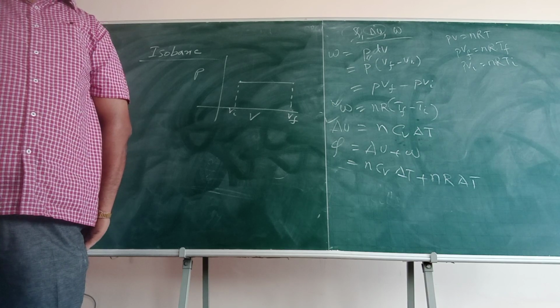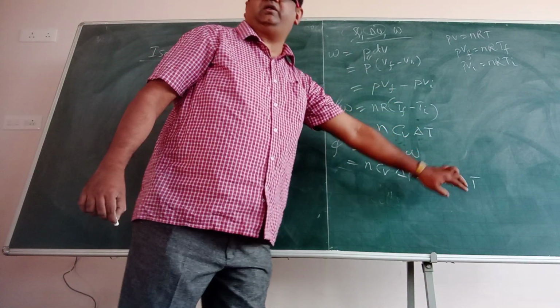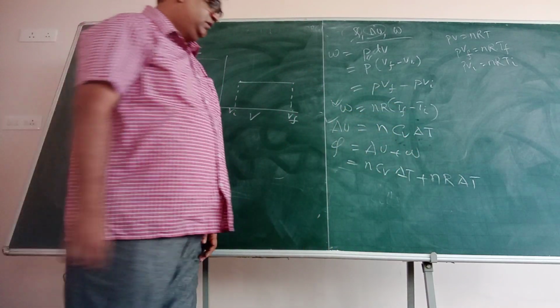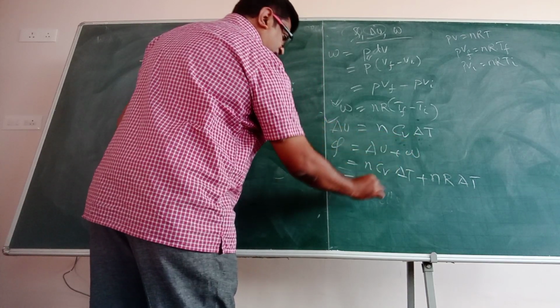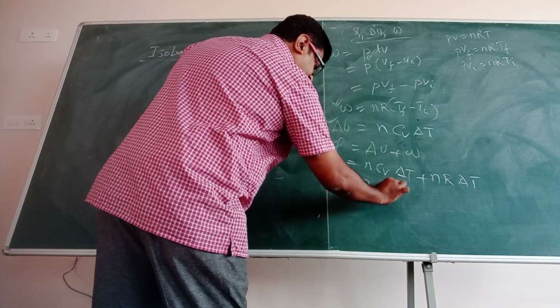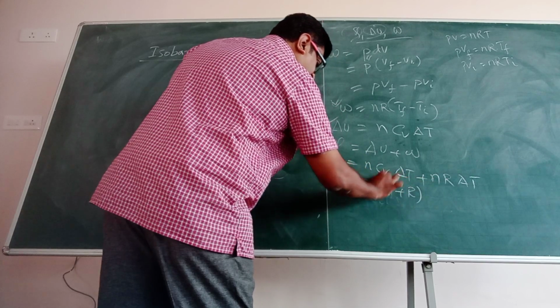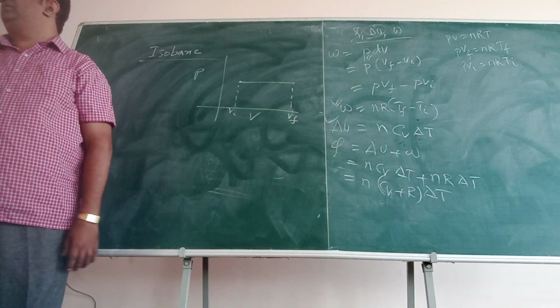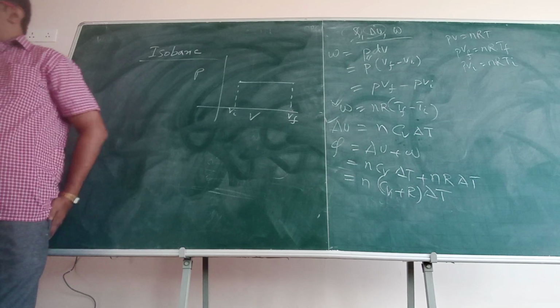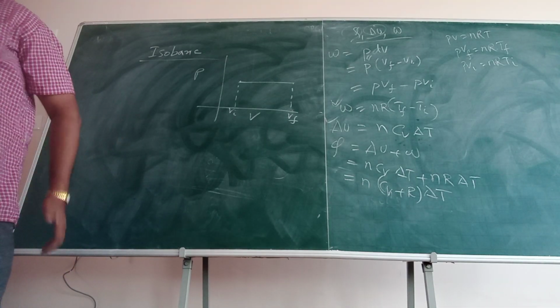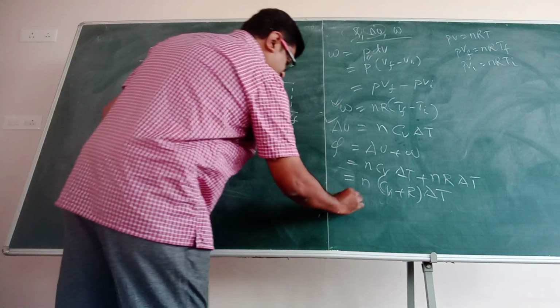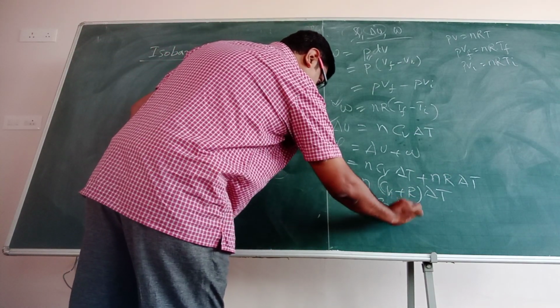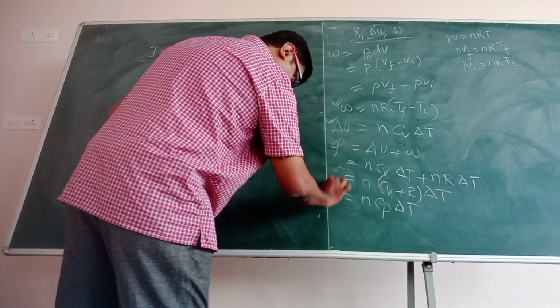Clear now? This I am writing as delta T, the change in temperature. You can see here n and delta T are common. Can I write it as (CV plus R) into delta T? Can I write it like this? Mayer's relationship: CV plus R is equal to CP. So this becomes nCP delta T.